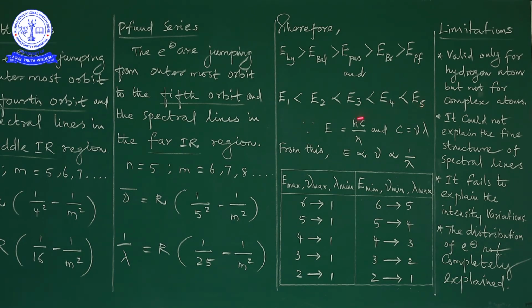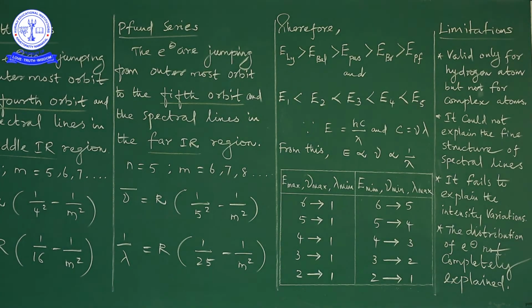While comparing these values, minus 0.54 is the greatest value compared with minus 13.6 electron volt. So we conclude that the energy of the first orbit is always lesser than that of the outermost orbits. Like E1 is lesser than E2, lesser than E3, lesser than E4, lesser than E5. While comparing E1 and E5, E1 is always less than E5. From these two relations, we conclude the relation between the energy, wavelength and the frequency.